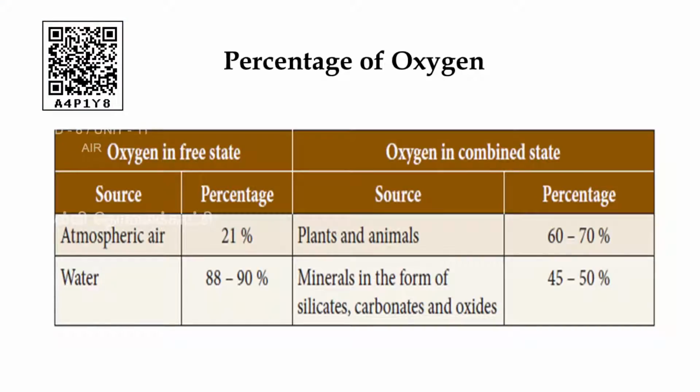From our previous experiment, we concluded that our atmosphere contains oxygen. It's a conclusive experiment, the candle experiment. Next, in our atmosphere, oxygen is present in a free state and a combined state. Free state means it behaves individually. Combined state means it is combined with other elements.